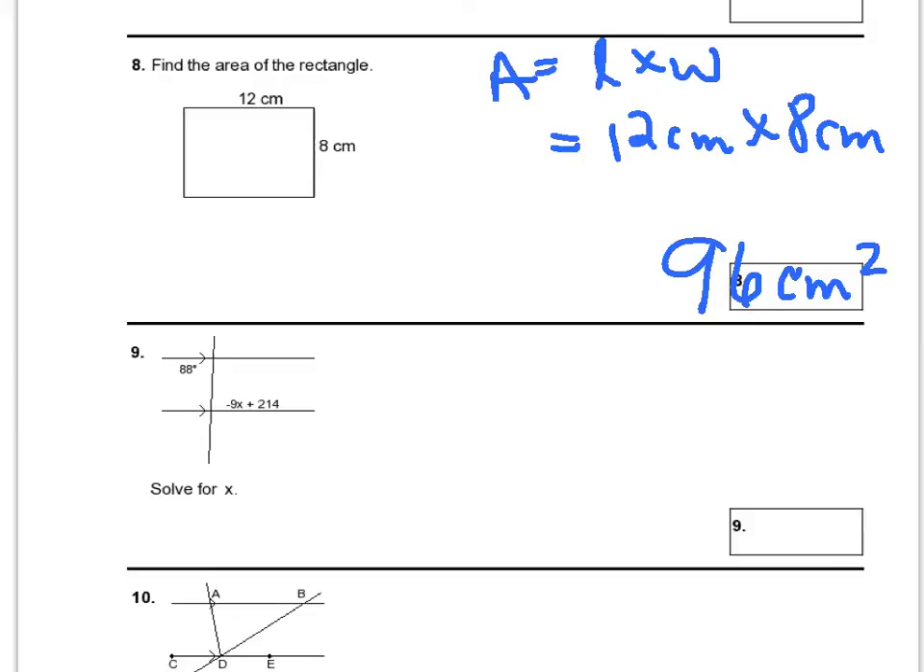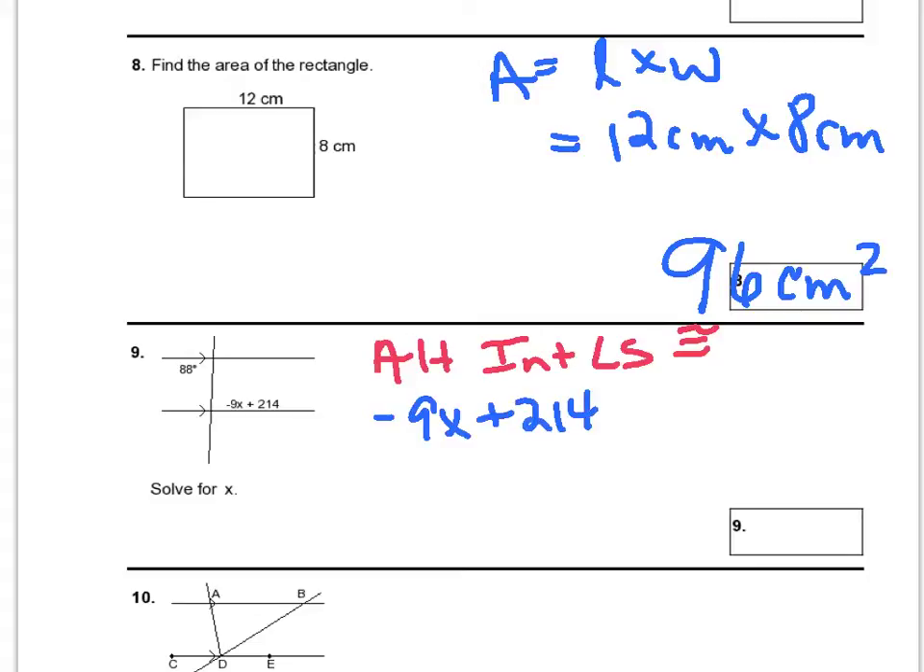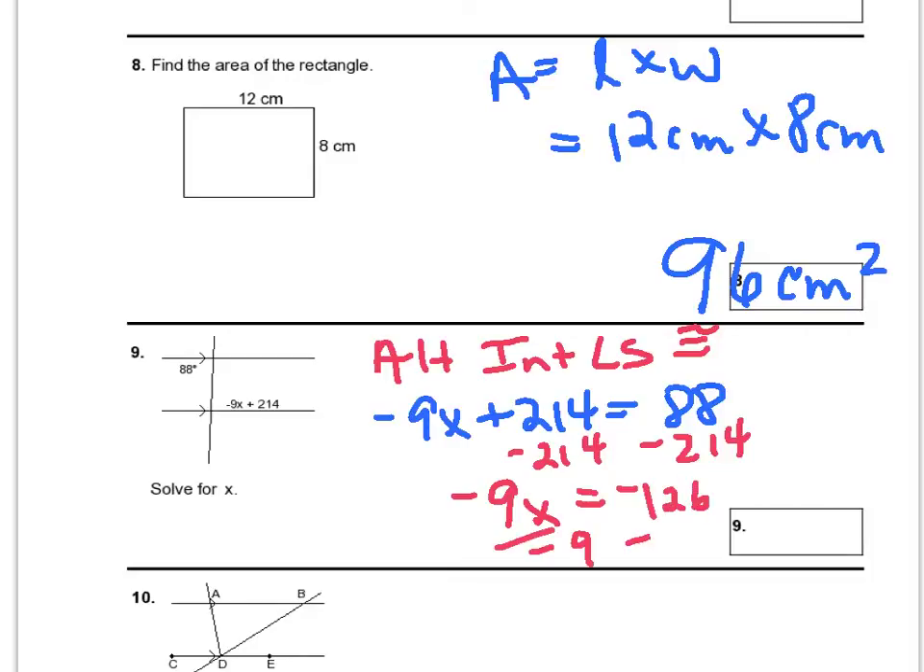Problem number 9. These are also alternate interior angles, so they're congruent to each other. And so we'll set this problem up. Negative 9x plus 214 equals 88. Go through and do the algebra part of this. Subtract 214. You get negative 9x equals negative 126, divided by negative 9. And you come up with your final answer: x equals 14.